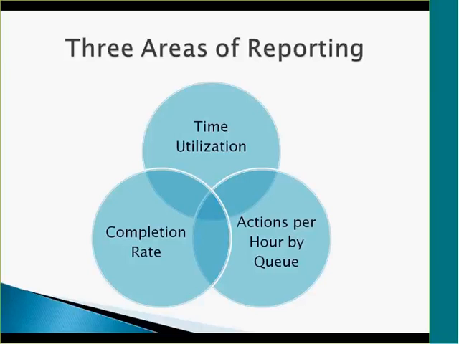So what we have currently in the weekly reporting tool is 3 areas of reporting. We have time utilization, we have the number of actions per hour by queue for all of the shared workload queues, and we're also looking at completion rate.